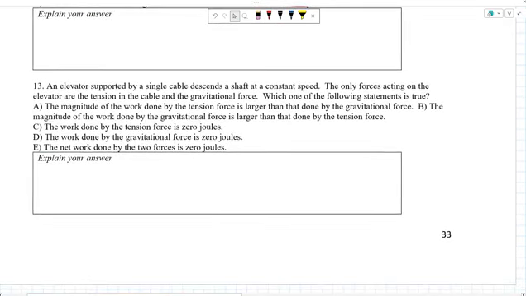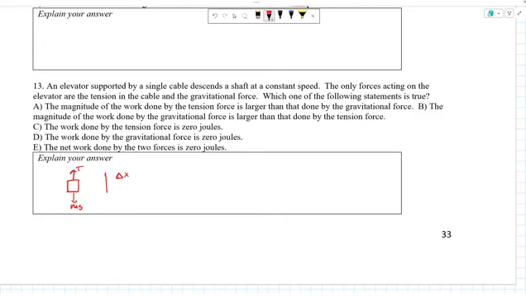Number 13, an elevator supported by a cable descends the shaft at a constant speed. The only forces are tension and gravity, and so we need to know what's going on. Well, here's the thing. If we look at it, we have the tension that's up, the weight that's down, and we are moving in the upward direction. So that tells me that, isn't we going up? Oh, it descends. I apologize.